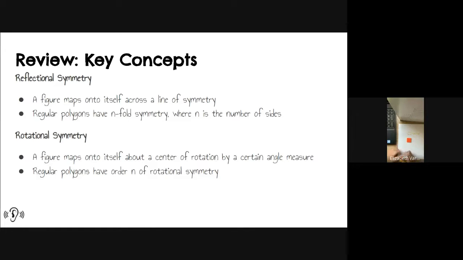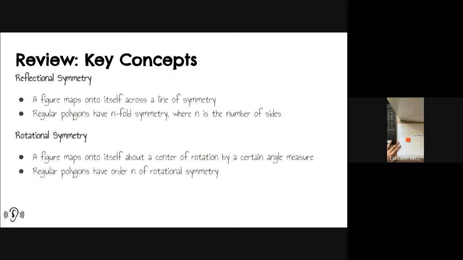Okay, so when I'm being asked to find the reflectional symmetry of that square, I know that this square has 1, 2, 3, 4 sides, and I know that it's a regular polygon. And so the reflectional symmetry is equal to the number of sides, so we have 4-fold reflectional symmetry. Right? Okay. Now for rotational symmetry.